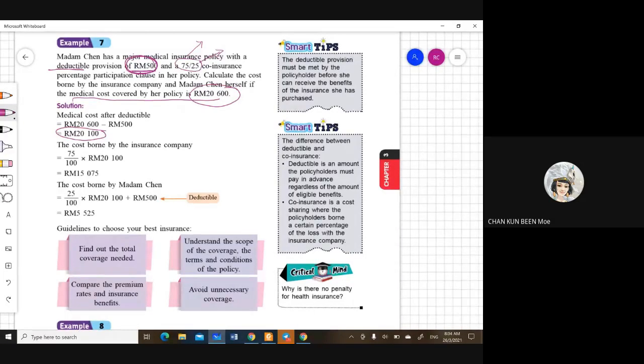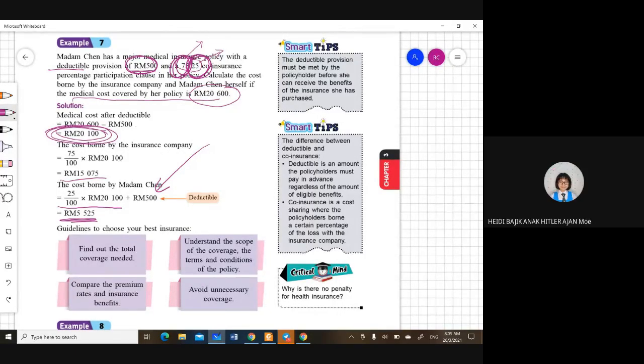So the cost that is borne by the insurance company will be the medical cost after the deductible, which is 20,100, multiplied by the 75%. So the answer is 15,075 ringgit. Whereas for Madam Chen, the cost that is borne by her is 25% out of 20,100. But then because the deductible is also borne by her, you add on the deductible. So the total cost is 5,525 ringgit. Are you okay, class?